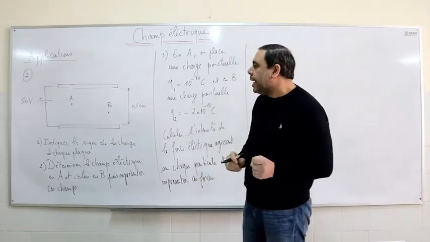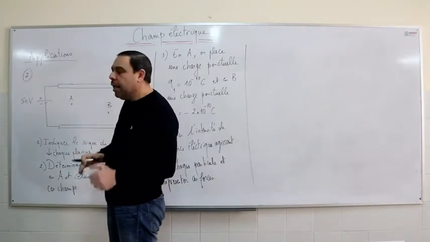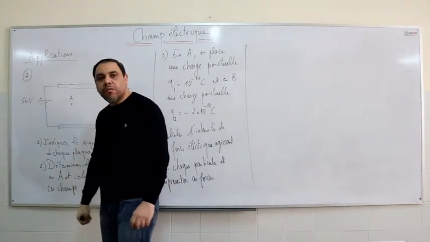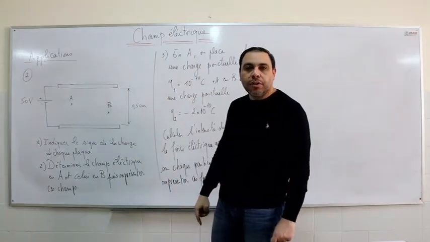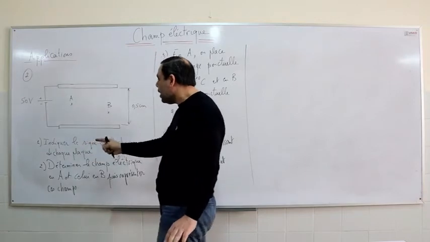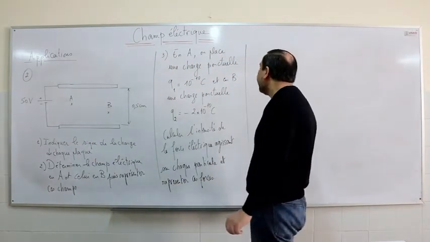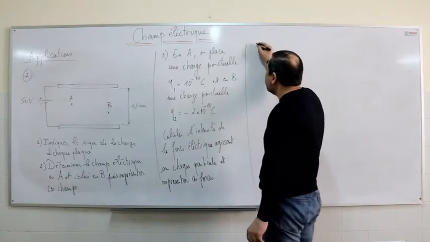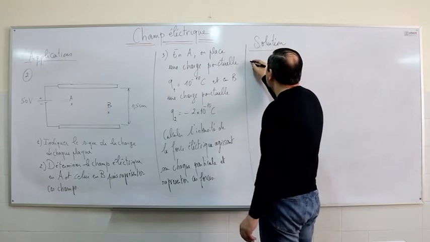Now in the second application, consider two horizontal plates that are subjected to 50 volts. The plates are separated by 0.5 centimeters. In the first question, indicate the sign of the charge on each plate. What is the charge of each plate? Part 1.